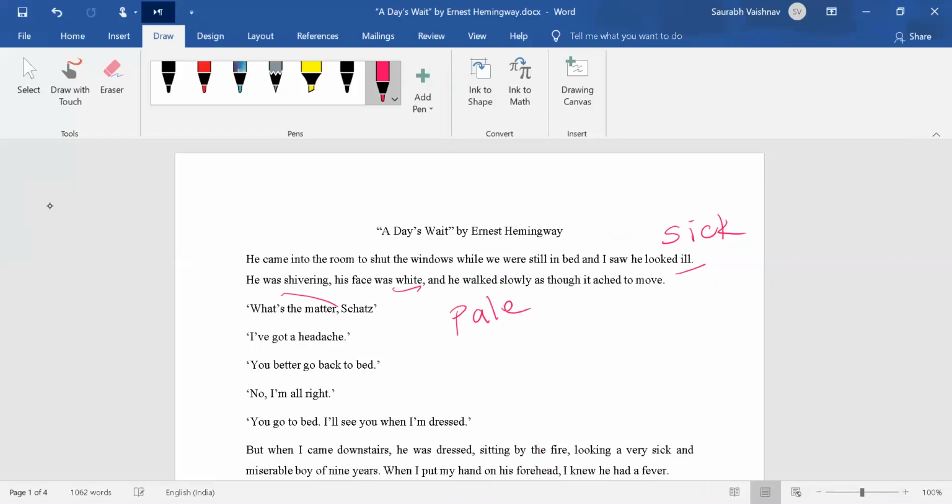And he walked slowly as though it ached to move.